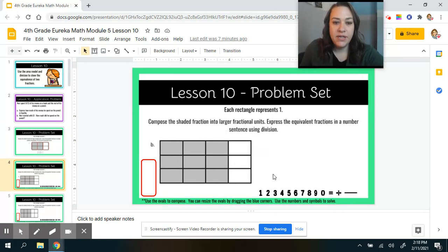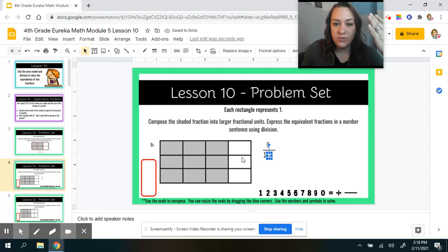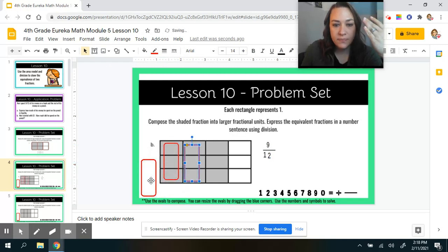Well, we have 3, 6, 9, 12. 9/12 is our starting fraction. And we are going to divide to express an equivalent fraction. So really, if you want to think in your mind, if we're going to divide, we're really taking these 2 horizontal lines away. So we want to bundle each of our columns to show what we now have when we divide.